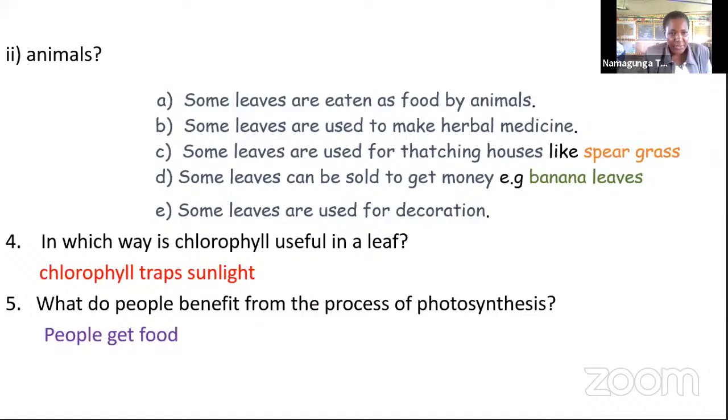Question 4, because of time, let me read it myself. In which way is chlorophyll used in a leaf? We say the chlorophyll traps sunlight. Then question 5, what do plants benefit from the process of chlorophyll? People get food. So when that process happens, they form what we call food, which is called starch. So we shall continue from there next time.